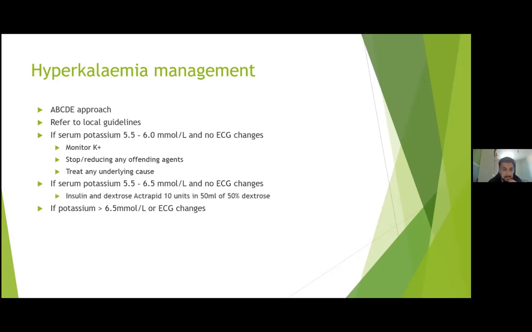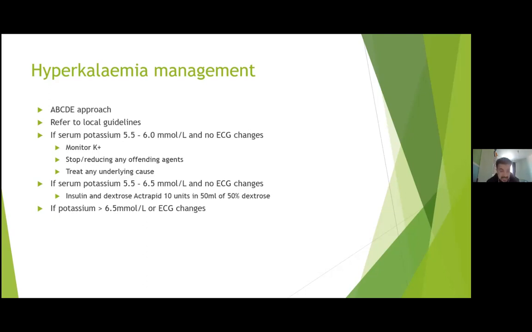For moderate hyperkalemia, you give insulin and dextrose. So you give actrapid 10 units in 50 mils of 50% dextrose. And then obviously you'd repeat the potassium some time later. I think it's half an hour later. You can check it whenever is reasonable, and see if that potassium is improving.